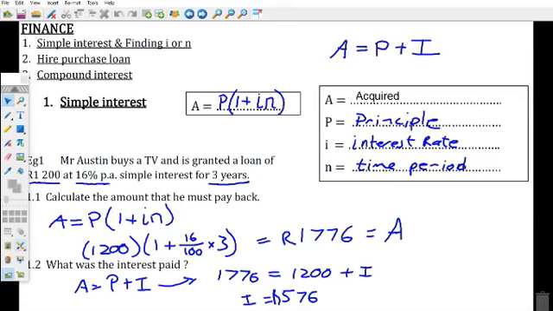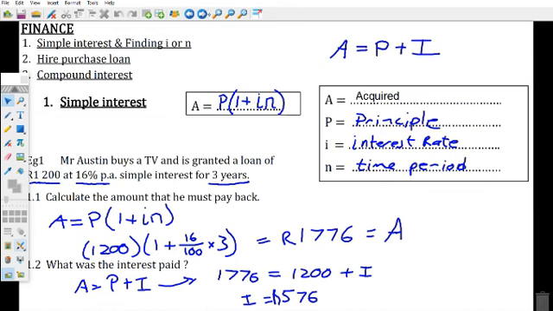So we started financial maths yesterday. We talked about how we came up with this formula: A is equal to P multiplied by (1 plus RN). That is for simple interest. Now there's another formula for compound interest, which we're going to get through tomorrow.